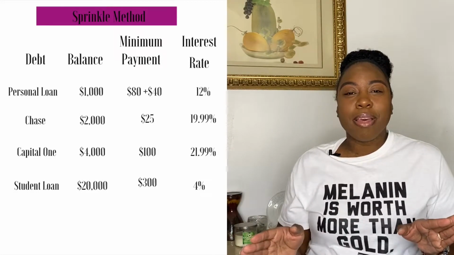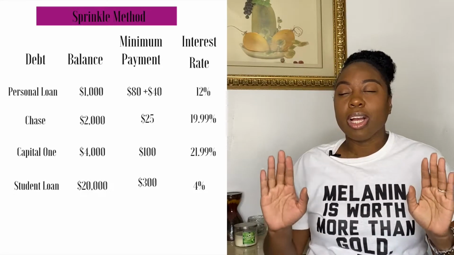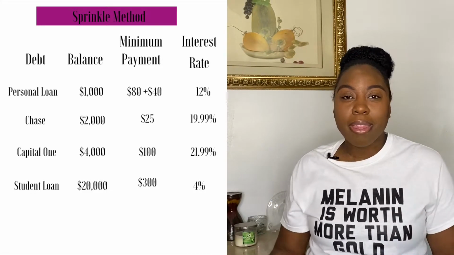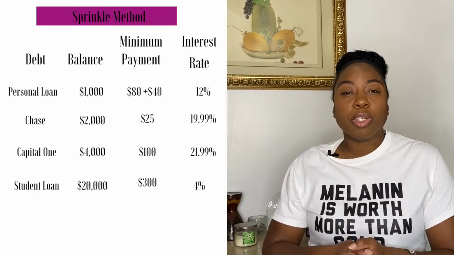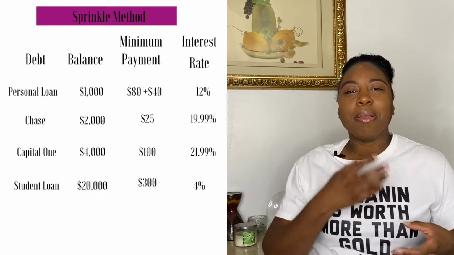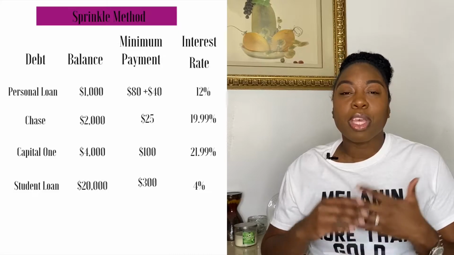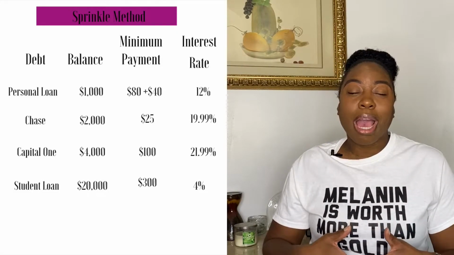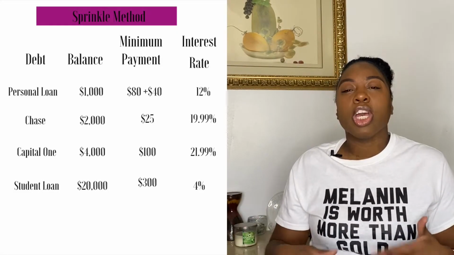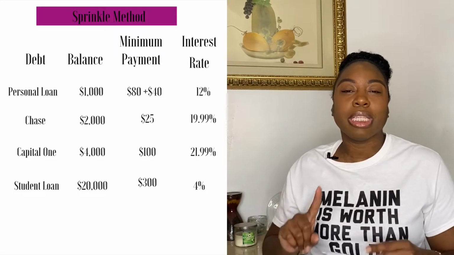And the last method that I am going to mention is the snowflaking or the sprinkle method. This might be a situation where you don't have a lot of extra money to pay off debt, but as you're getting money here and there, you are able to put that towards your debt. So for example, let's say that you have an extra $40. So you're going to take that $40 and you're going to put it towards the debt that you're currently paying off.